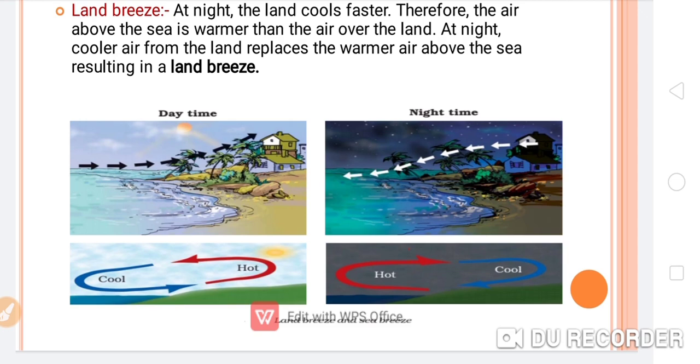And similarly here you can see the cool air at night will exist on the land surface, and the hot air existing on the surface of the sea will move upward, and the cool air from the land side will occupy that space created by the hot air in the sea. So this is the land breeze and the sea breeze.